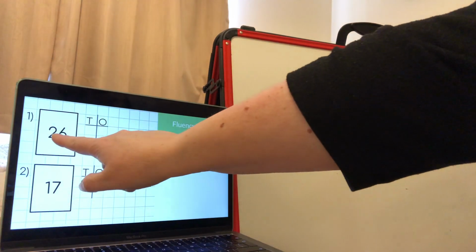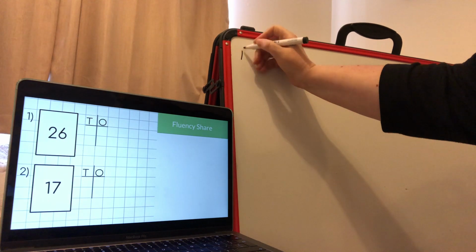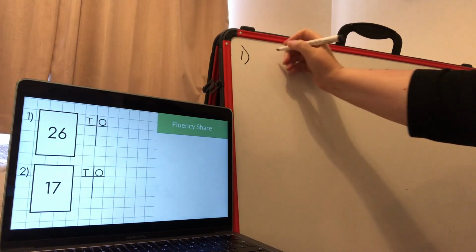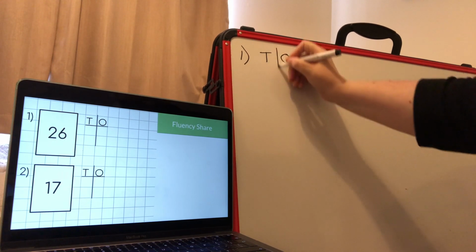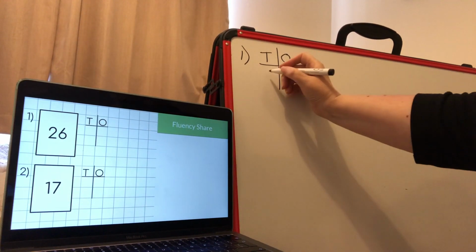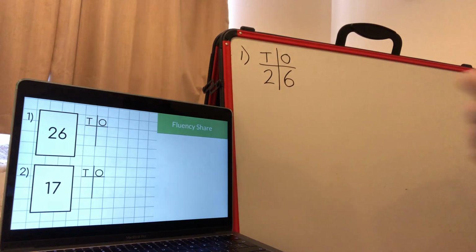And in question 1, I've got a number card. It says 26. So I'm going to write question 1. Then I'm not going to draw the number card, but I am going to make myself a tens and ones grid. And into that, I'm going to write the number 26. The 2-digit comes first and the 6-digit next.